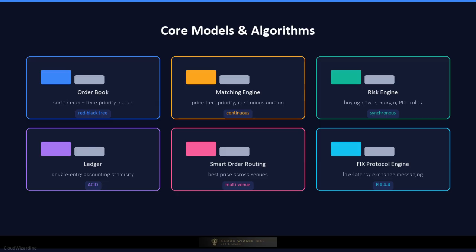The risk engine evaluates each incoming order against a set of rules: buying power check using the formula cash plus margin minus open order reserves, position limit checks, pattern day trader detection, and circuit breaker enforcement during extreme volatility. The ledger uses double-entry accounting. Every trade creates a debit to cash and a credit to the position, or vice versa, ensuring the books always balance. Smart order routing algorithms evaluate multiple execution venues and select the best price and liquidity. The FIX protocol engine handles low-latency binary messaging to and from exchanges.